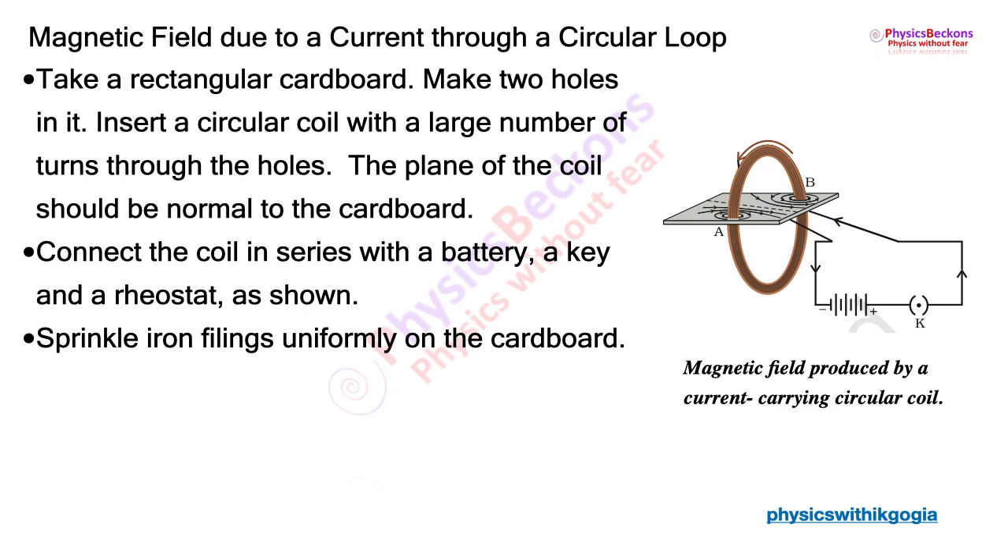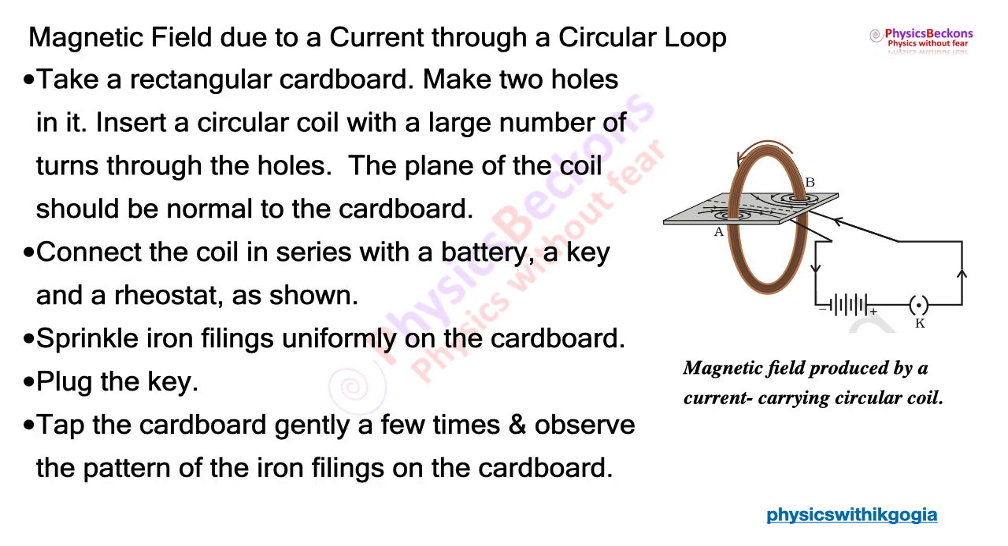Sprinkle iron filings uniformly on the cardboard. Insert the plug in the key to pass the current. Tap the cardboard gently a few times and observe the pattern of iron filings on the cardboard. The pattern gives you the magnetic field due to the current carrying conductor. The circular coil behaves as a magnet with one of the faces, right or left, will act as north pole and the other will act as south pole.